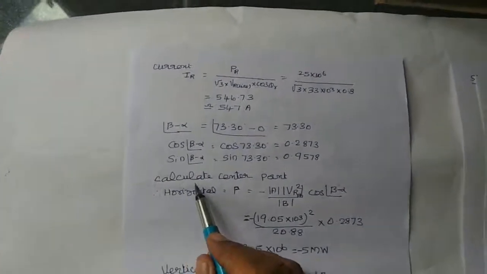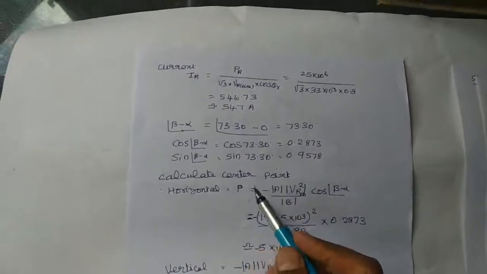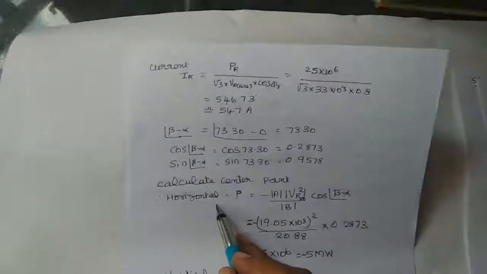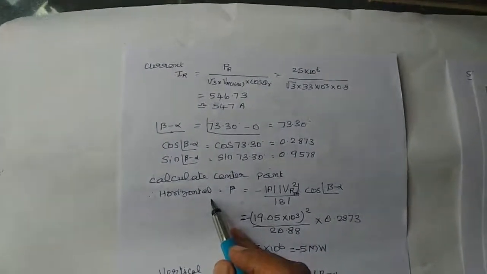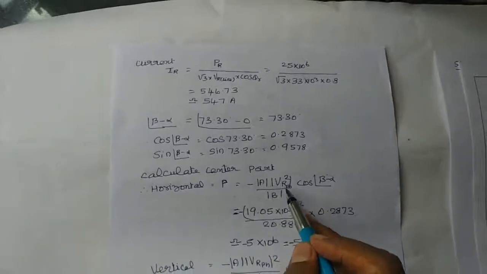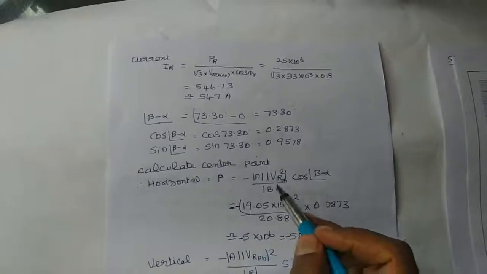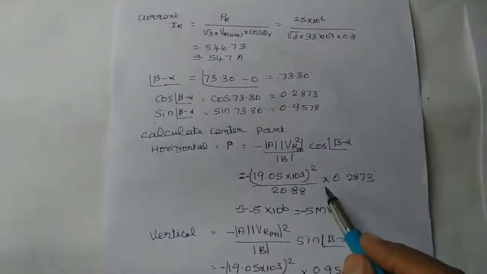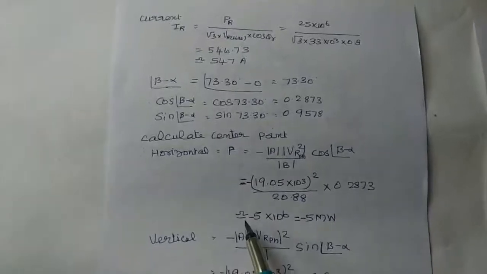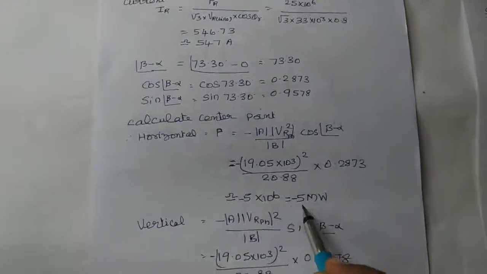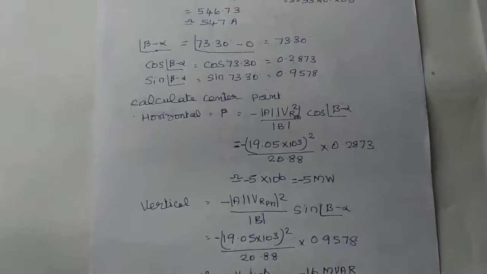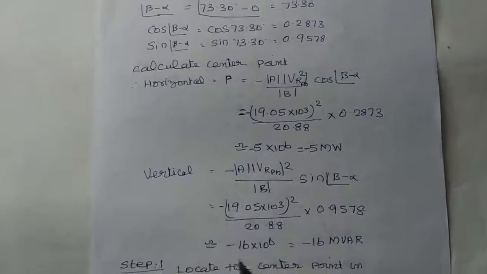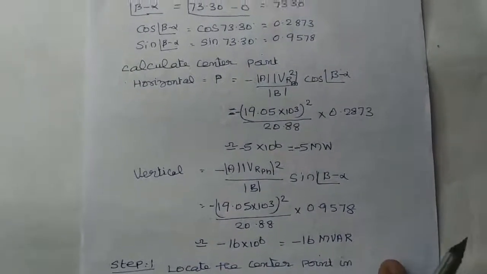First, we are going to calculate the center point. The point has two coordinates: one is the horizontal coordinate, another is the vertical coordinate. For the horizontal coordinate, the formula is minus A VR phase value squared divided by B into cos of beta minus alpha. By substituting all the values, the real power value is minus 5 megawatt. Similarly, the vertical coordinate, or reactive power coordinate, is calculated as minus 16 megavar.